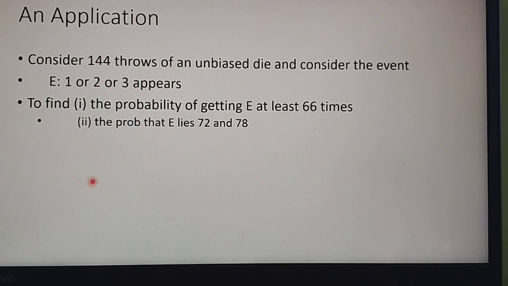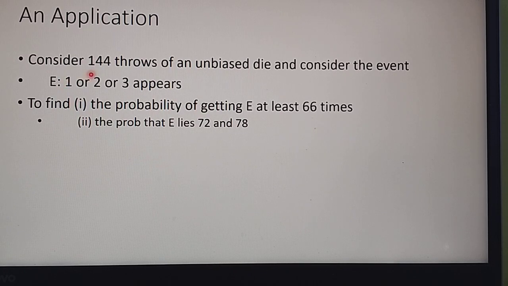Okay, this is an application of the last theorem that we have done. The statement was: every Bernoulli sequence of random variables obeys the central limit law. That theorem was also known as the de Moivre-Laplace theorem, and this is an application of that theorem.